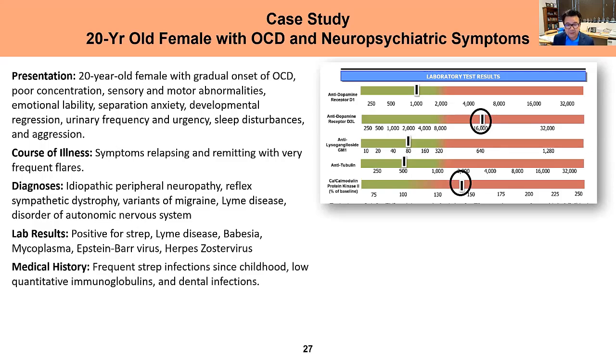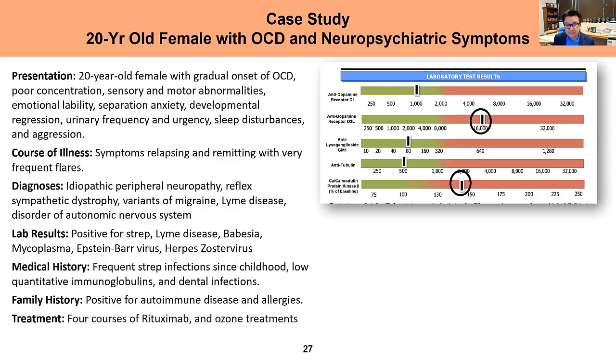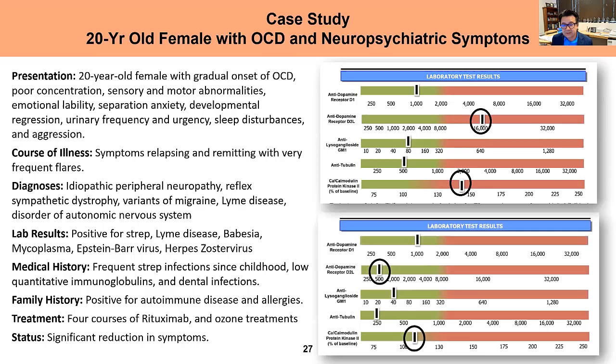The medical history was frequent strep infections since childhood, low IgG and dental infections, positive for autoimmune disease in the family. This patient was treated with 4 courses of rituximab and then ozone treatments. But the rituximab, as you know, will remove all the CD21 positive B cells, many of which would be those that would be producing these antibodies, or the memory B cells. Significant reduction in the patient's symptoms, and you can see the return to baseline for these patients with the CaM kinase and the anti-dopamine D2 receptor.